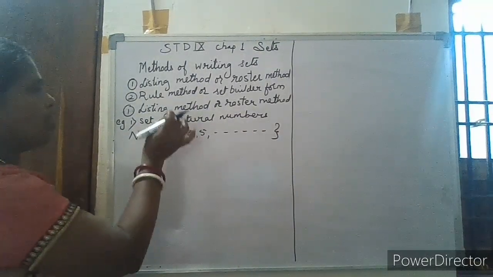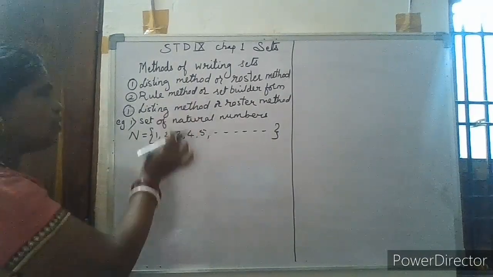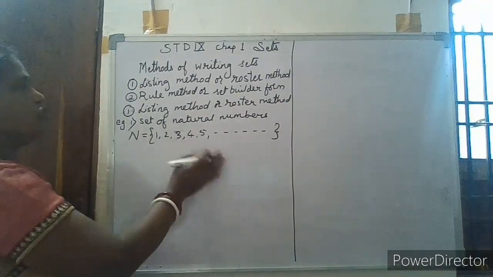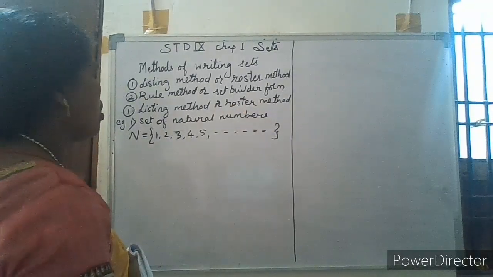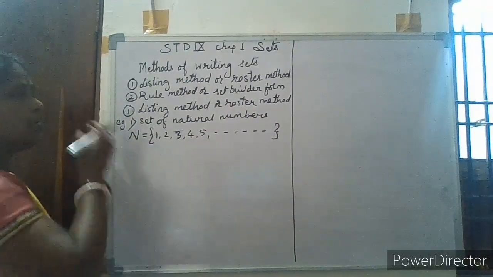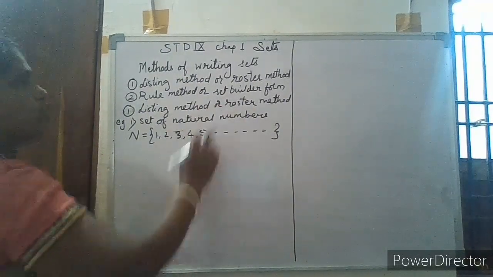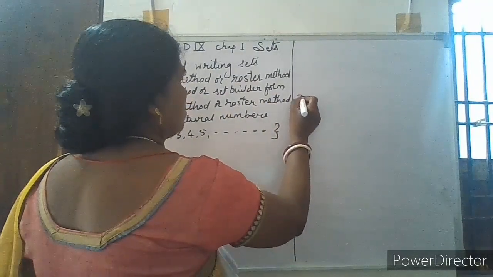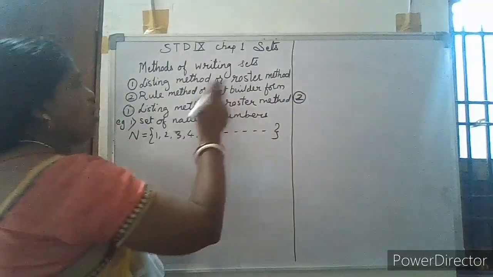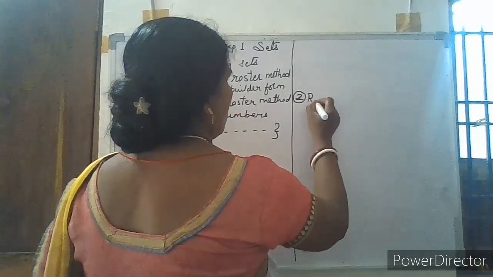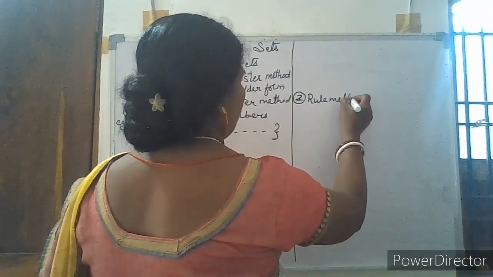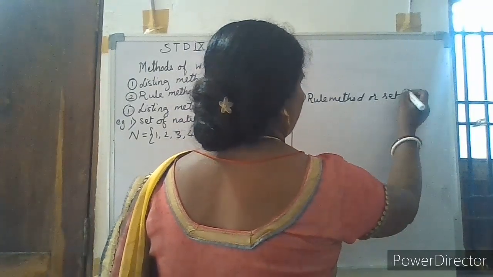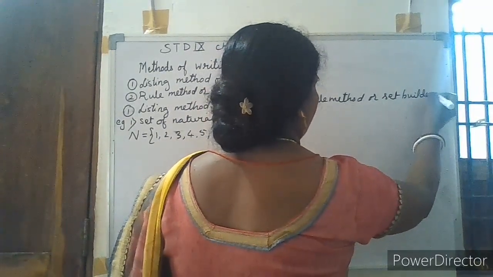So in this way, when we write all the elements, we show the list. Listing means we show the list of the elements in the set. So this is called the listing or the roster method. In this way, we write the set in the listing method or the roster method. Now I am going to teach the second method of writing the set. That is the rule method, or set builder form.